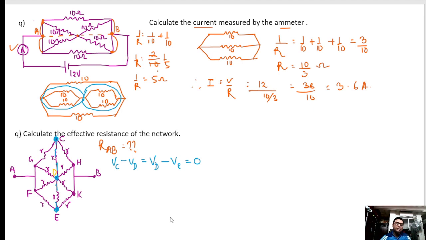So if they are 0 voltage, what is the use of keeping this connection? What is the use of keeping this connection? So we should do one thing, that is we should erase this connection out. There is no use of keeping this connection. We should erase this connection out basically.